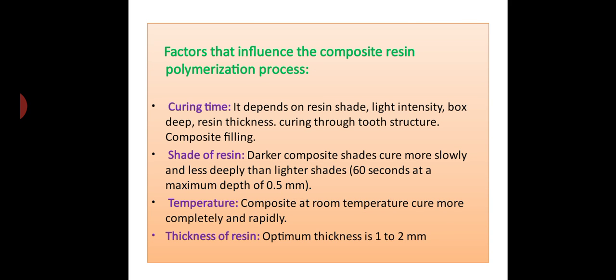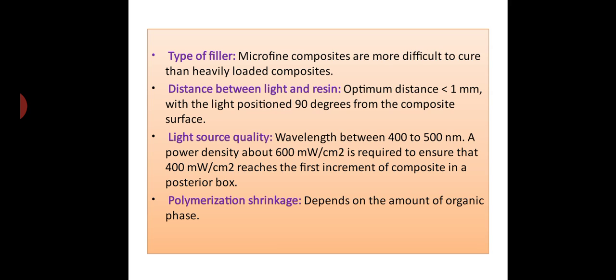Factors that influence the composite resin's polymerization process. Curing time: it depends on the resin shade, light intensity, the resin thickness, curing through the tooth structure, etc. Shade of resin: darker composite shades cure more slowly and less fully than lighter shades. Temperature: composite at room temperature cures more completely and rapidly. Thickness of resin: the optimum thickness is 1 to 2 mm. Type of filler: microfine composites are more difficult to cure than heavily loaded composites.